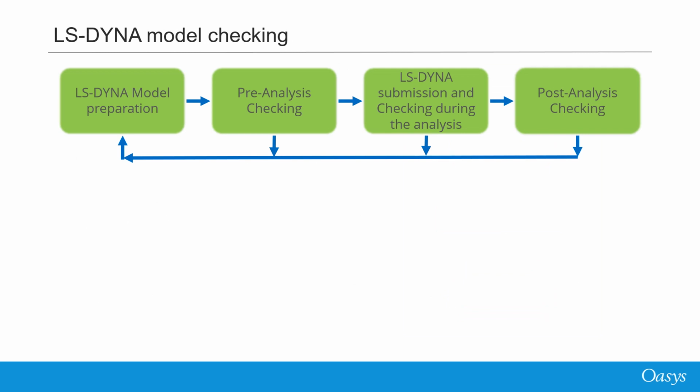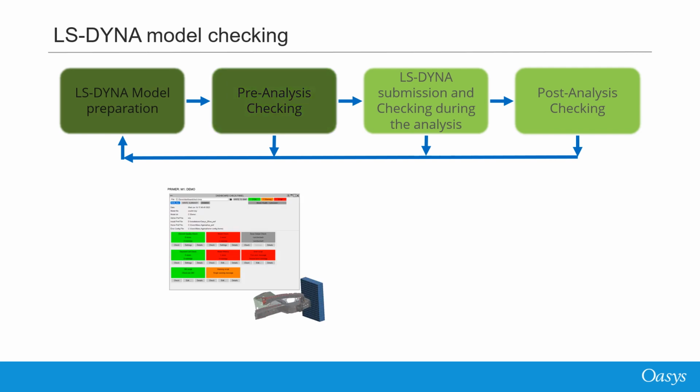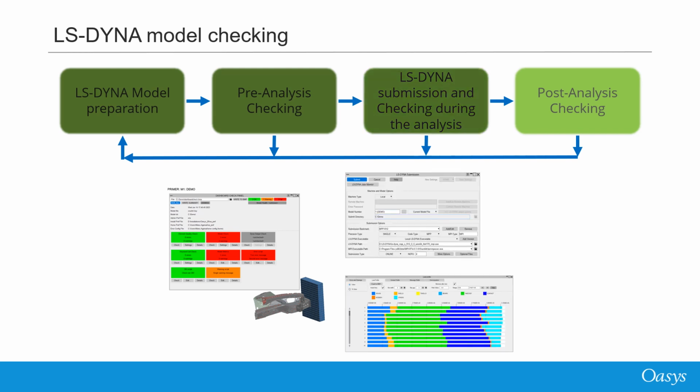When we speak about checking of a LS-DYNA model, we can split this process into four major stages. First, you would be preparing your model in a preprocessor. Then you would perform the initial checks on the model. This is also usually done in a preprocessor. Then you would perform LS-DYNA simulation on your model. And while the model is getting run in LS-DYNA, you perform some checking as well. This could include model initialization checks, model load balancing, etc.